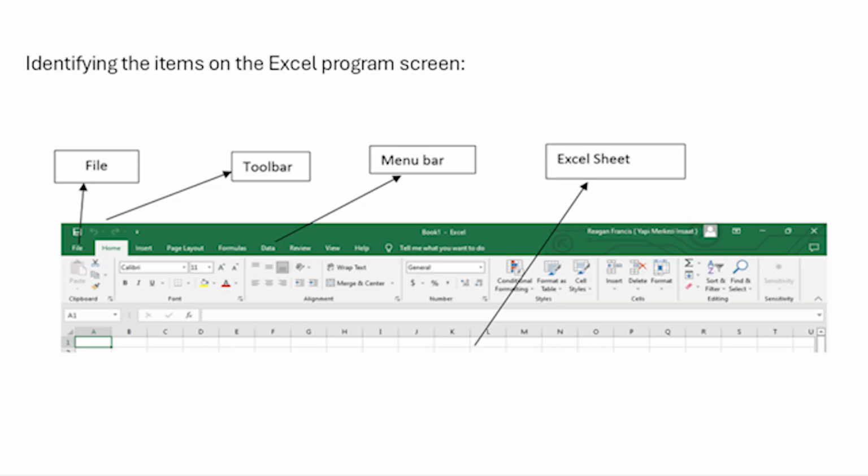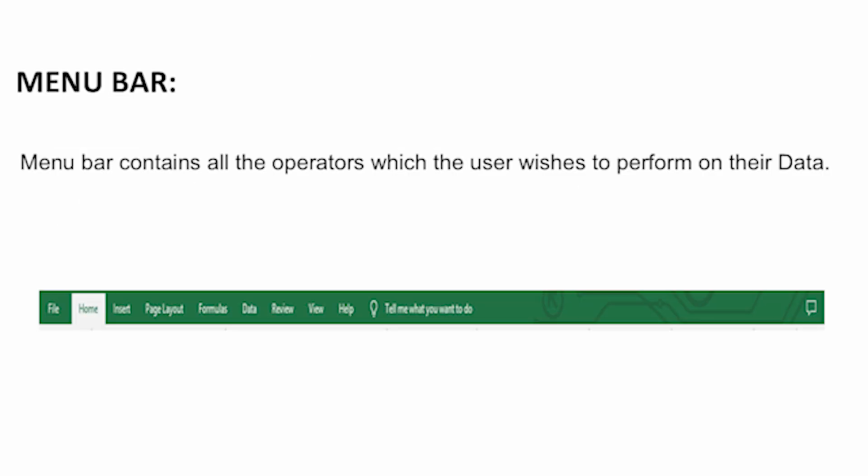Identifying the items on the Excel program screen. Menu bar. 1. The menu bar contains all the operators which the user wishes to perform on their data. 2. By clicking on each tab, the user can view the operators. Example, by clicking on the Home tab, the user can see the operators which allow changing the font type, size, and color.